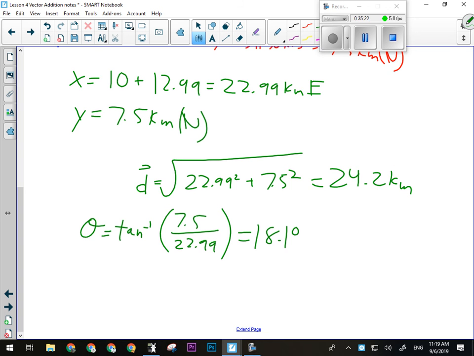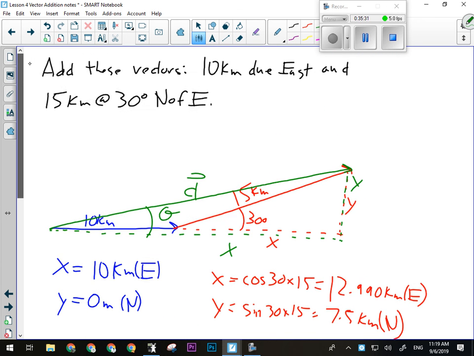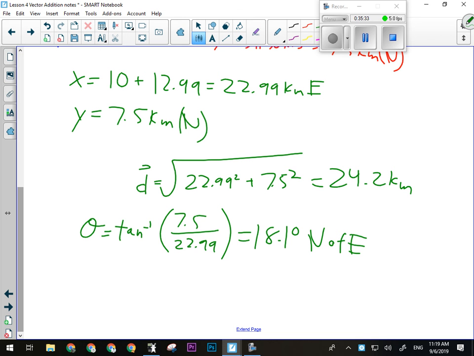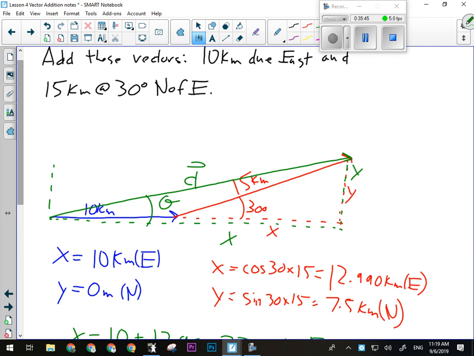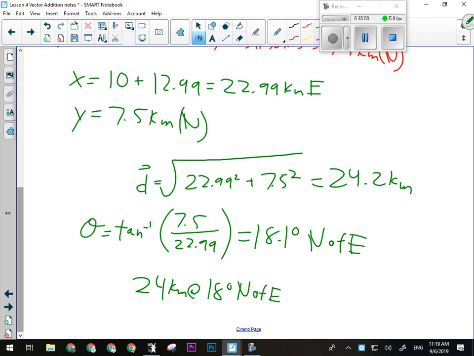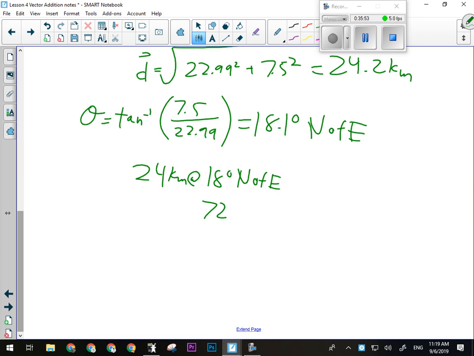And which direction is that? North of east. Right. So my final answer is going to have two significant figures. It'll be 24 kilometers at 18 degrees north of east, or it is possible that you may have drawn this final triangle this way, and that's fine if you did. You would have found this angle, which will be 72 degrees east of north. Either one of those would be correct. Is this sort of making sense?